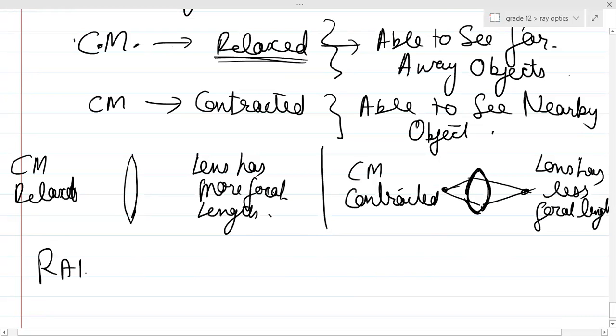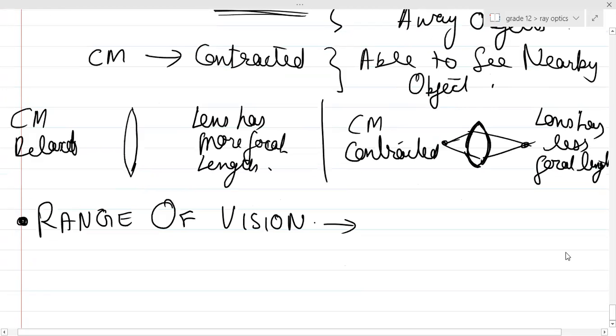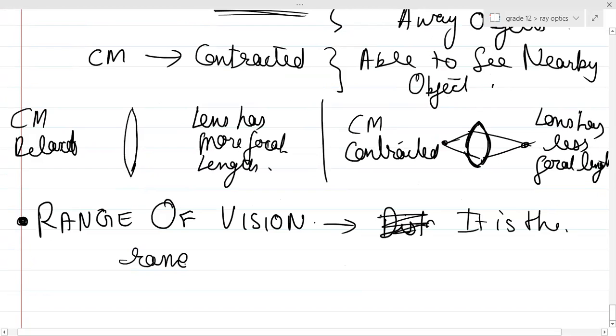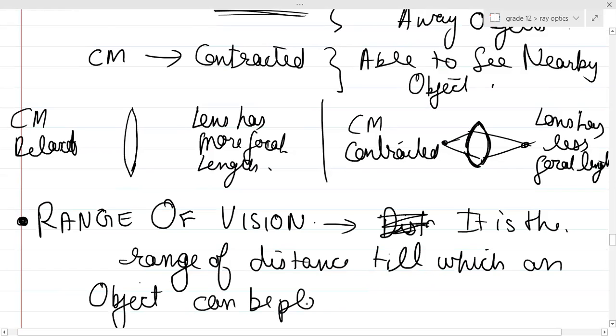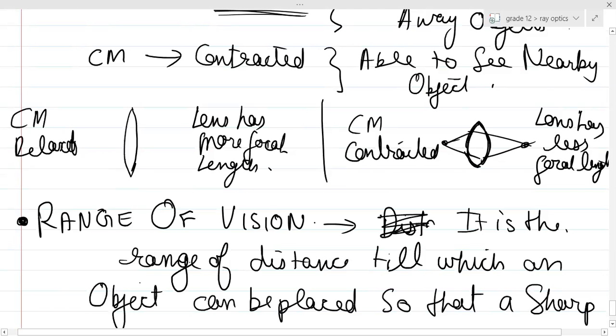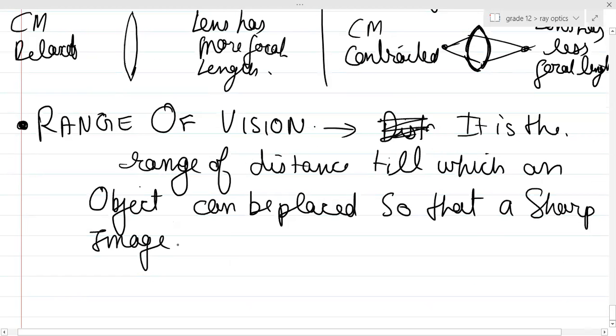now after defining this, there is something called the range of vision. What is the range of vision? It is the range of distances till which an object can be placed so that a sharp image is formed on the retina.